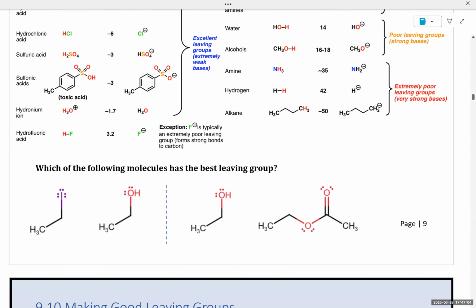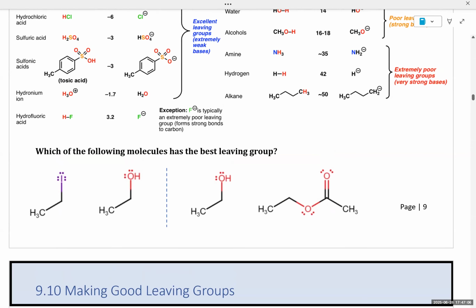So to make sure that we understand this idea, I'd like you to tell me which of the following molecules in each pair has the best leaving group. Pause the video, take a few moments to work through this, and then we'll discuss.